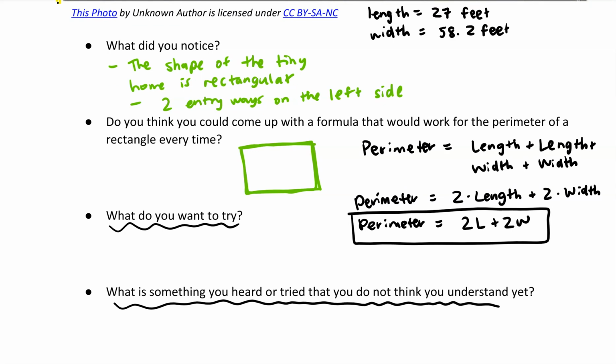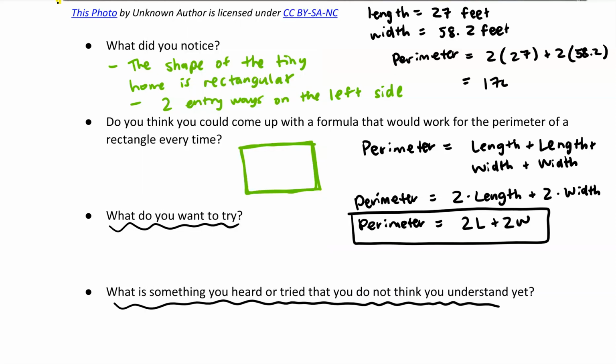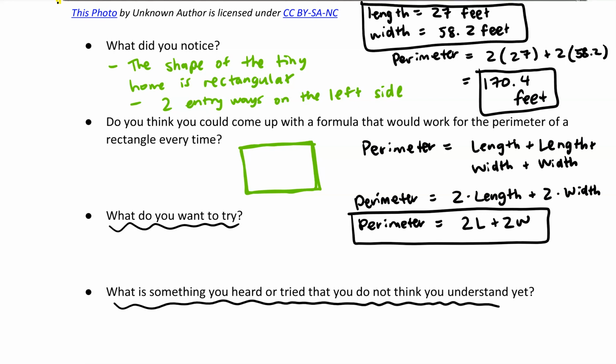Okay. Lastly, we want to calculate the perimeter of the tiny home. So what we want to do is we want to calculate the perimeter as 2 times 27 plus 2 times 58.2. And if I throw that into my calculator, let's see what we get. So 2 times 27 plus 2 times 58.2. So we end up getting that the perimeter is 170.4 feet. So that is our perimeter, and then these are our width and length.